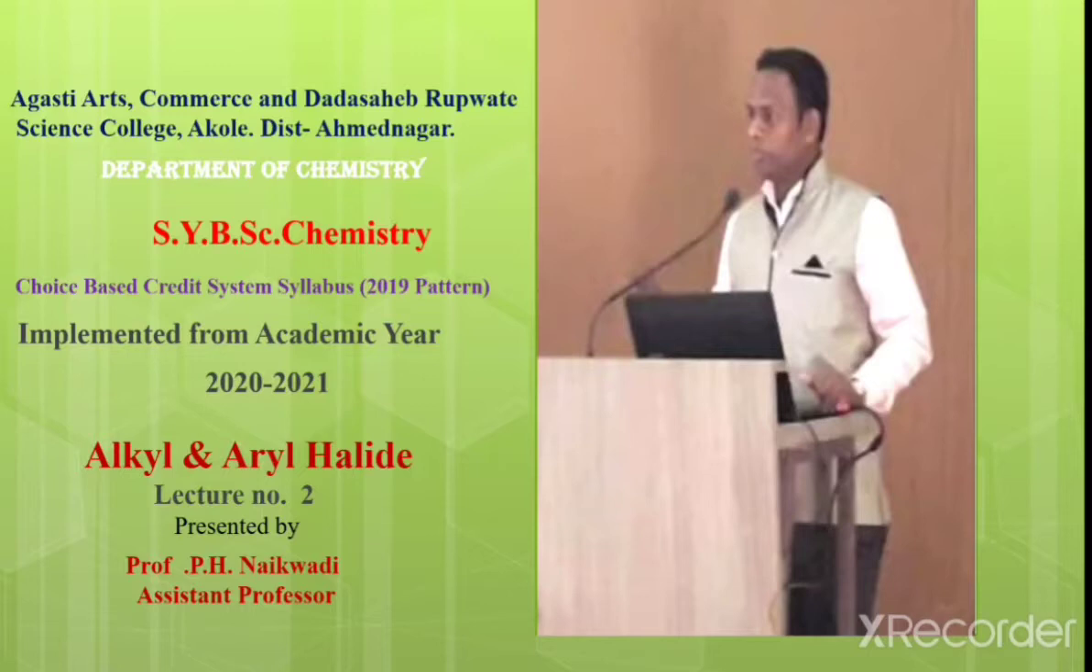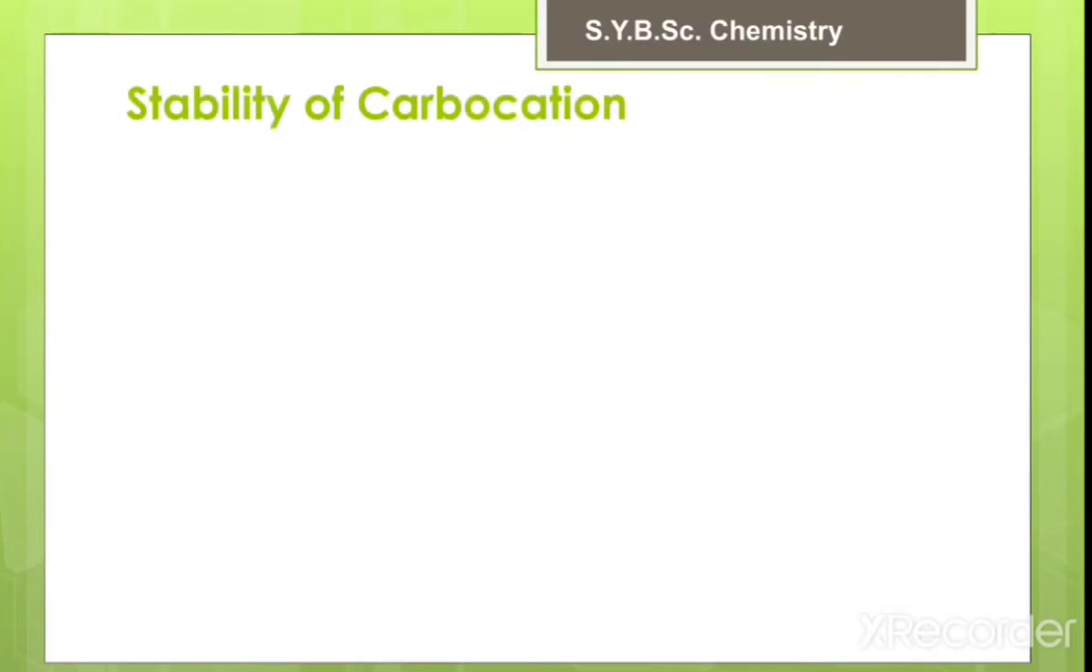Up to this we covered in the previous lecture, that means the SN1 reaction. Today we will start the remaining part of alkyl halide, that is the stability of carbocation. A positively charged species is called a carbocation. Here the primary factor that determines the rate of the SN1 reaction is the stability of the intermediate generated in the slow step. And the stability of the carbocation depends on how well it stabilizes the positive charge.